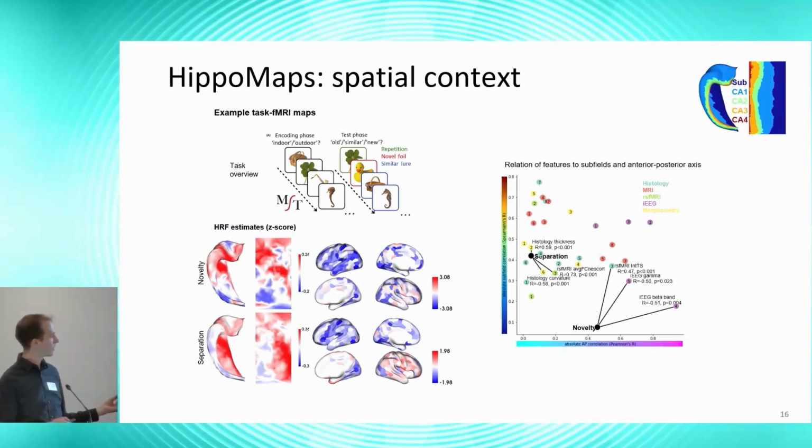Then we can also take this other condition, so pattern separation, and we can see it's actually more correlated with the different subfields of the hippocampus. So it's likely driven by a different sort of subfield microstructural feature. And again, we can compare it to the other maps in that feature as well.